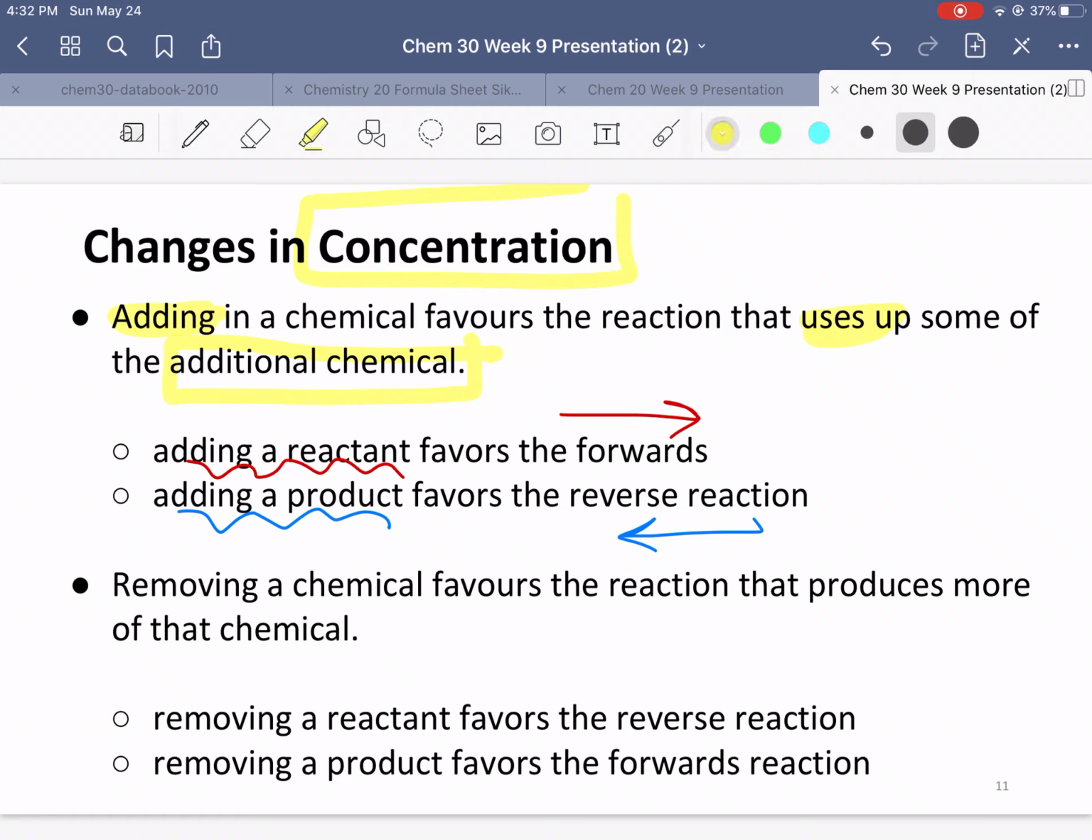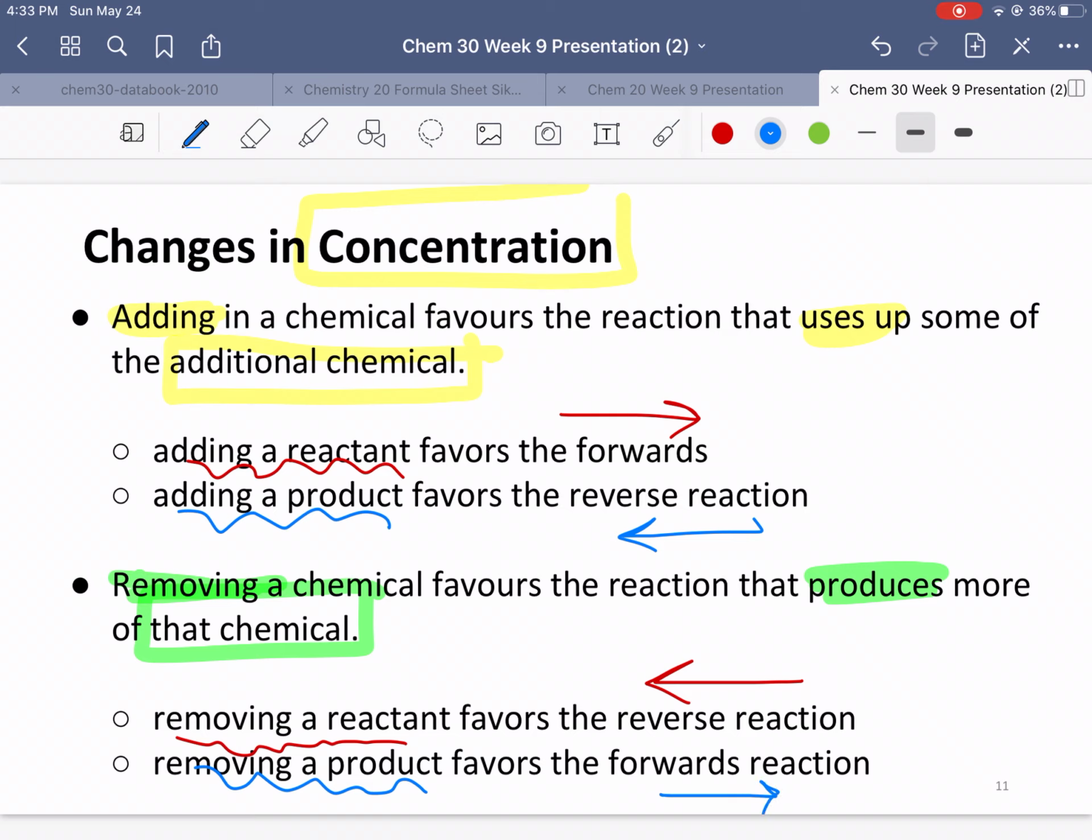Look at another scenario. Adding was the first scenario, removing a chemical is the second scenario. Similar type thing. Think of an opposite. If you take something away, the system is naturally going to try to make more. It's going to try to produce more of that same chemical. So scenarios, if you remove the reactant, then it is going to try to make more reactant and favor the reverse. If you remove a product, vice versa, it's going to try to make more product, thus favoring the forwards reaction.